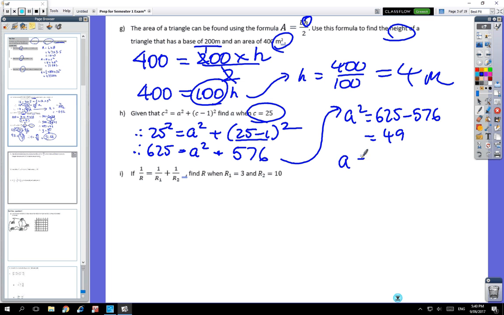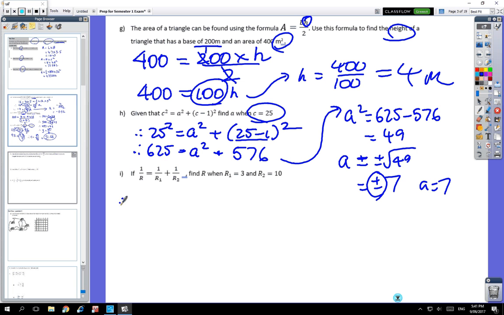So A equals plus or minus the square root of 49. So the answer is plus or minus 7. Again, I don't know if you'll get penalised if you get the plus and minus, but there's two answers. So it could be that A is just positive 7, but you're not given context, so it could be both answers. Okay, let's move on to the next question.